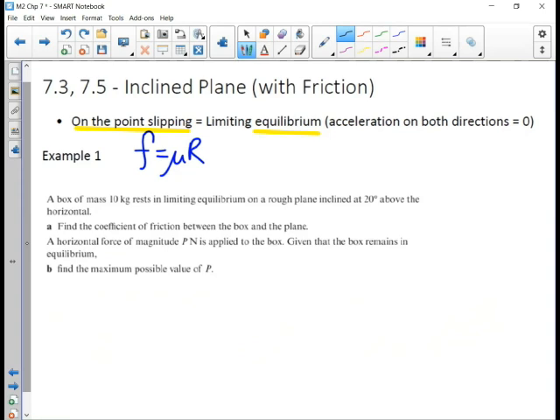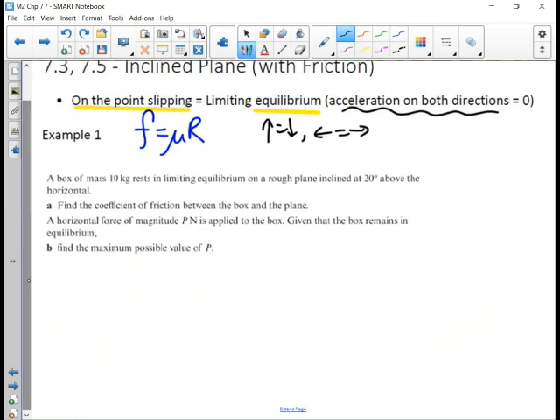But it means equilibrium. Equilibrium means up equals down, left equals right. Essentially, the reason being up equals down, left equals right is that because acceleration in both directions is 0. When A is 0, F equals ma, there is no acceleration. So both sides of the force equal each other. Right, so enough of introduction. Let's go through the example.